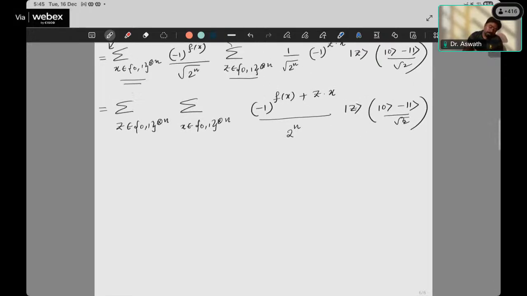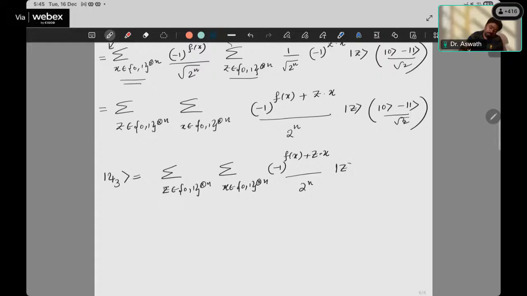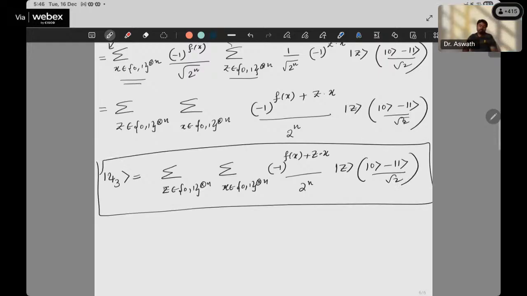Okay, right? So psi 3 is summation over z belongs to {0,1}^n, summation over x belongs to {0,1}^n, (-1)^(f(x) + z·x) divided by 2^n, |z⟩ (|1⟩ - |0⟩)/√2. This is the psi 3. So this is what Alice gets back from Bob.